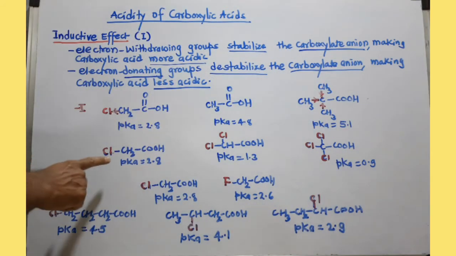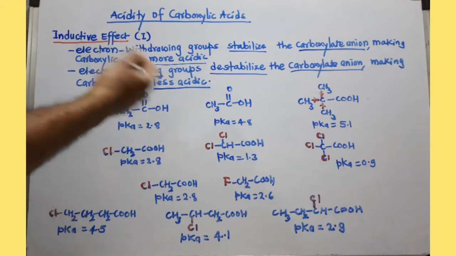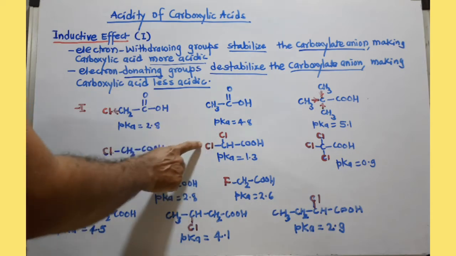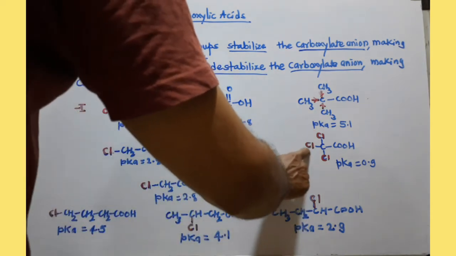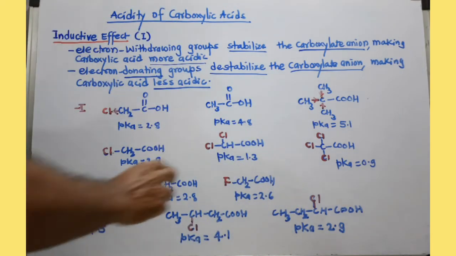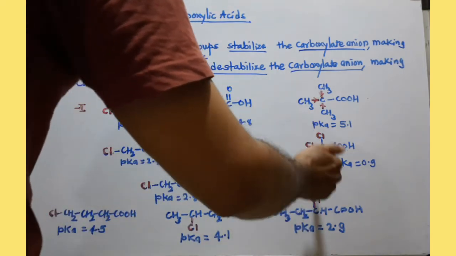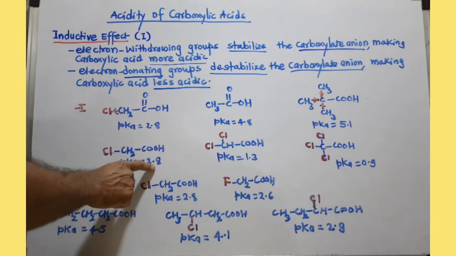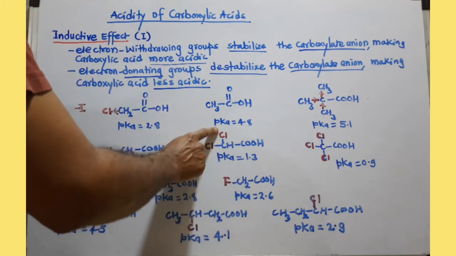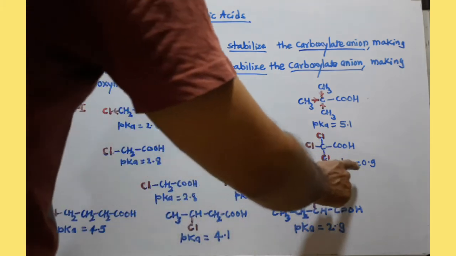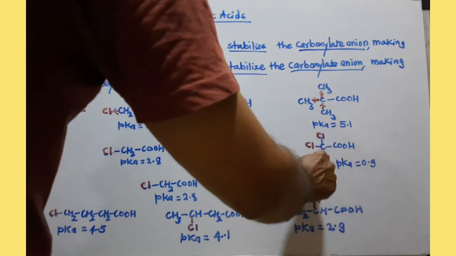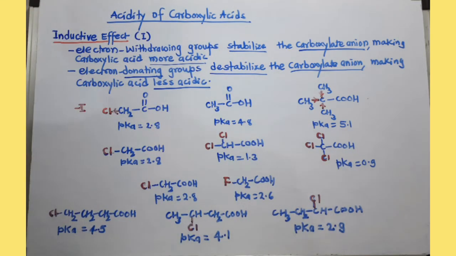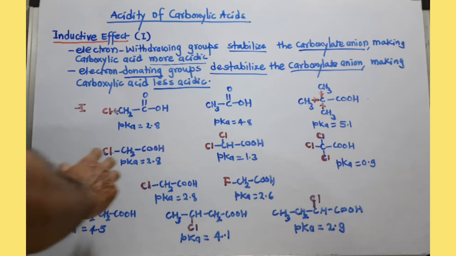Now we'll see what happens if we increase the number of atoms or groups. Here only 1 electron withdrawing atom, Cl. Here 2 electron withdrawing atoms, and here 3 electron withdrawing atoms are present. So when the number of electron withdrawing atoms is more, obviously acidity will be more. You can see the pK value 2.8 decreases because of 1 extra electron withdrawing atom, and the pK value becomes 0.9 because of 1 more extra electron withdrawing atom. So when more electron withdrawing groups or atoms are present in the acid, acidity increases.